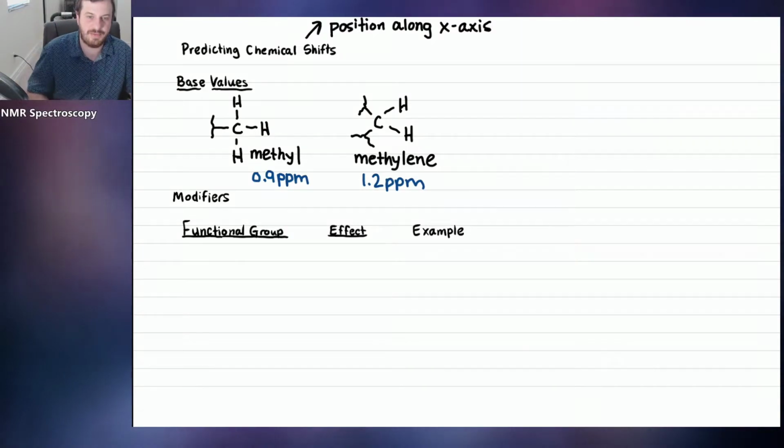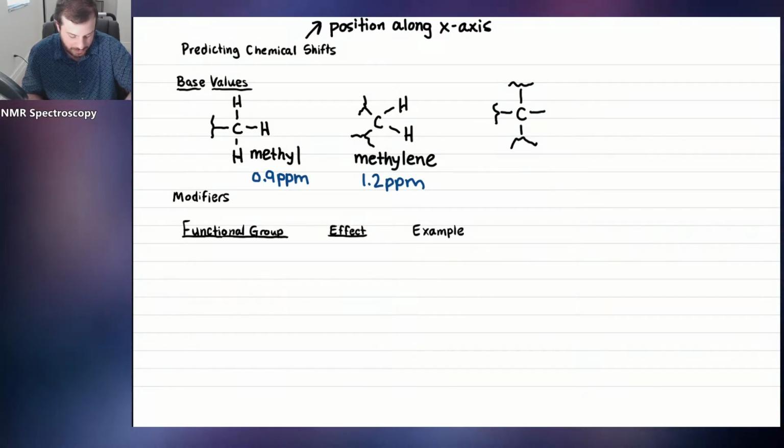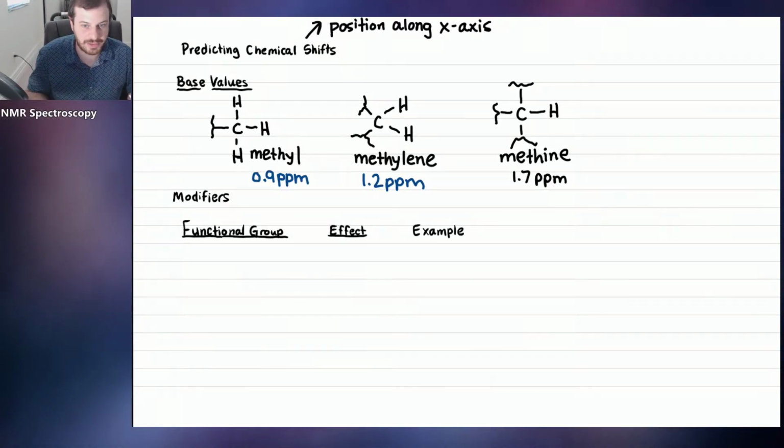And the final type of hydrogen we'll consider for our base values is a methine hydrogen. That is when you have a carbon that has only 1 hydrogen attached to it. We're going to call that methine. And the base value for methine is 1.7 ppm. So just keep these base values in mind as we look now at some modifiers.